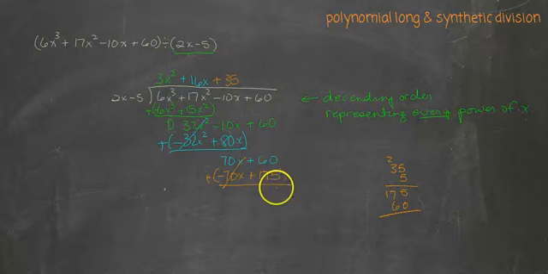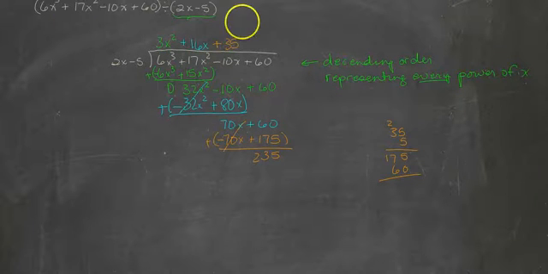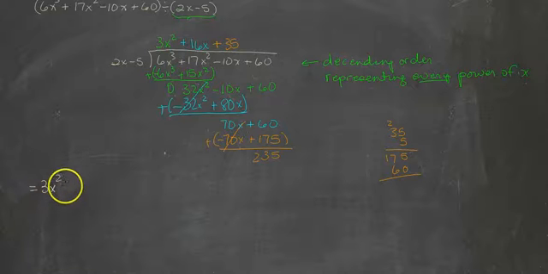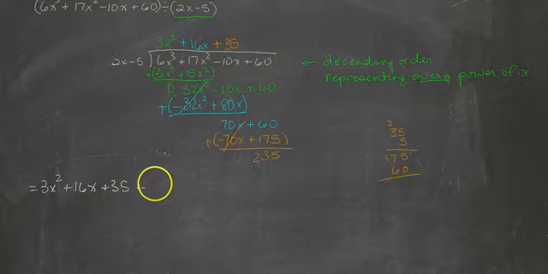So 175 and 60 is 235. So the answer to this division is 3x squared plus 16x plus 35 plus 235 that still needs to be divided by 2x minus 5.